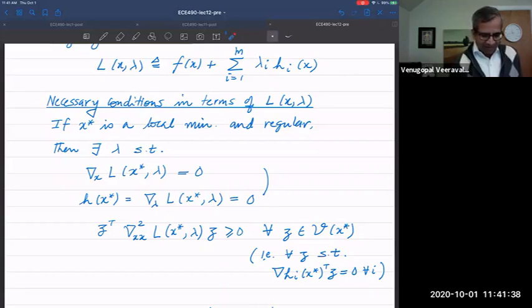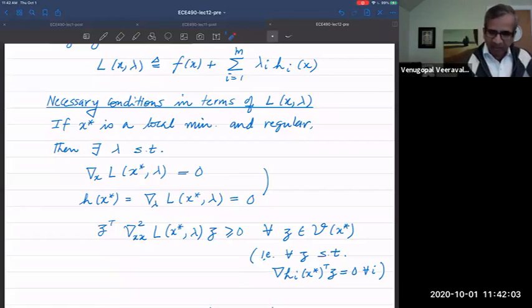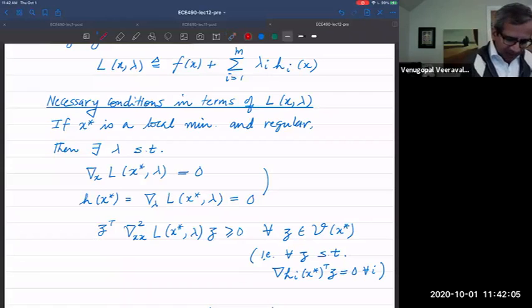That might become interesting when we talk about duality, but at this point it is just a neat thing that you can write h of x star as the gradient of this L function with respect to lambda. So again, as I mentioned, this is m plus n equations and m plus n unknowns.